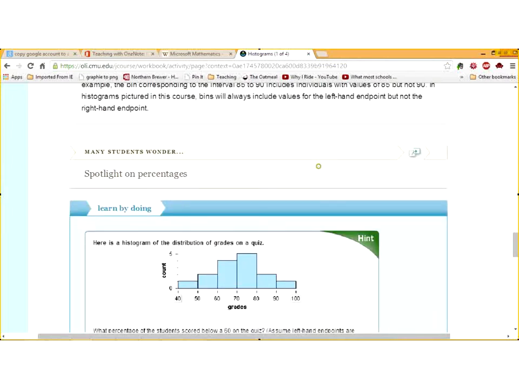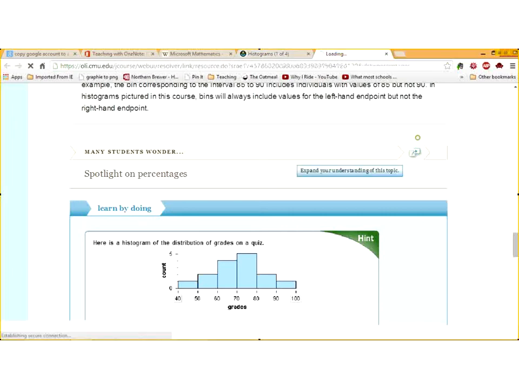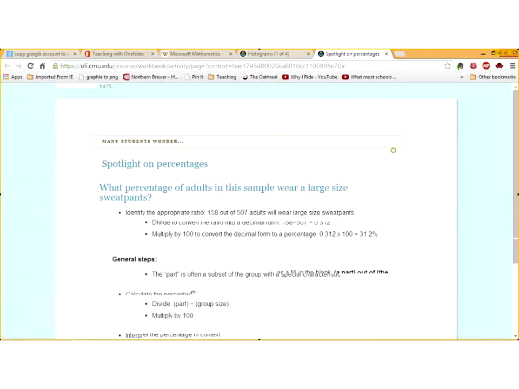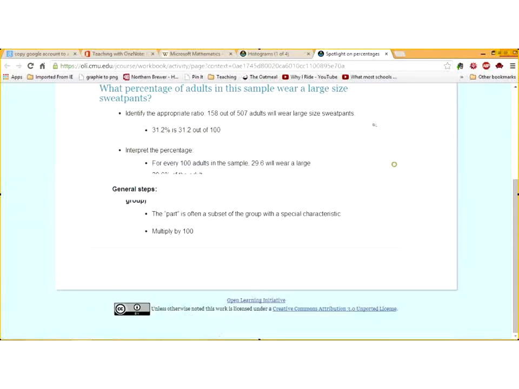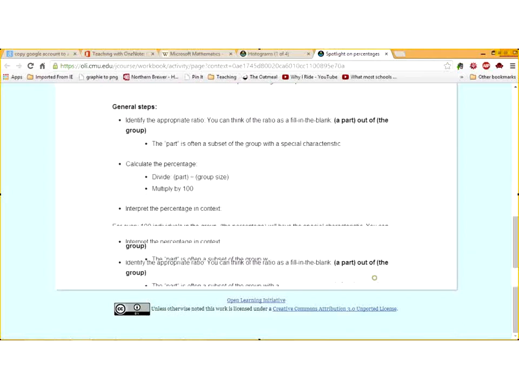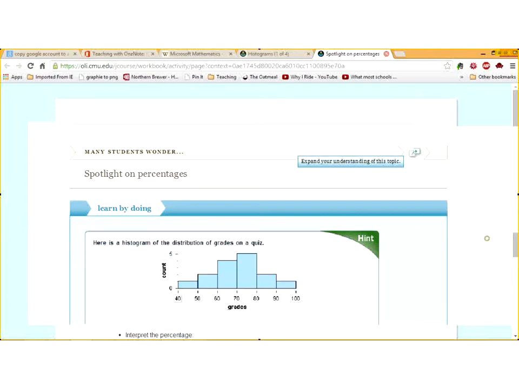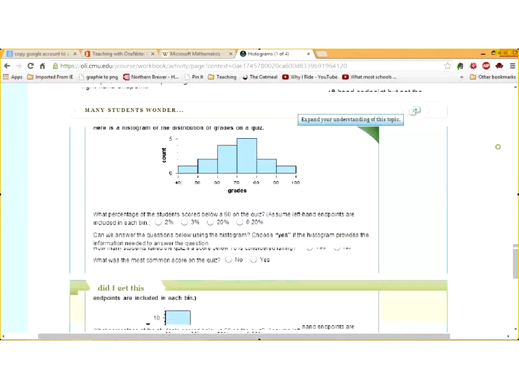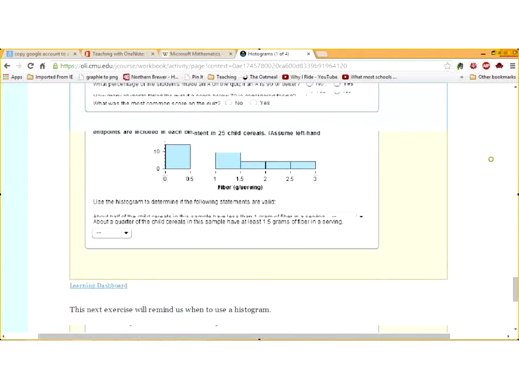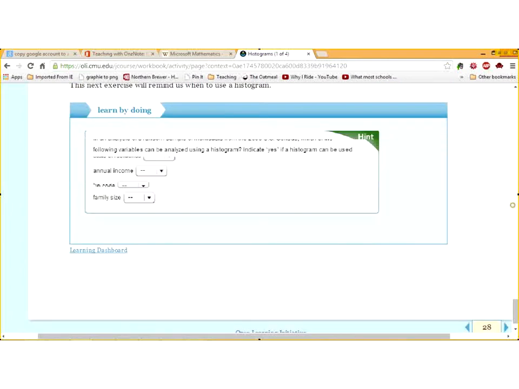And then there's a little pop-up here. If you have some questions about percentages, you can just click over here on the right, and you get a little pop-up window. You can just go through. It talks about some of the things, a little extra information there. And then some exercises looking at different histograms.